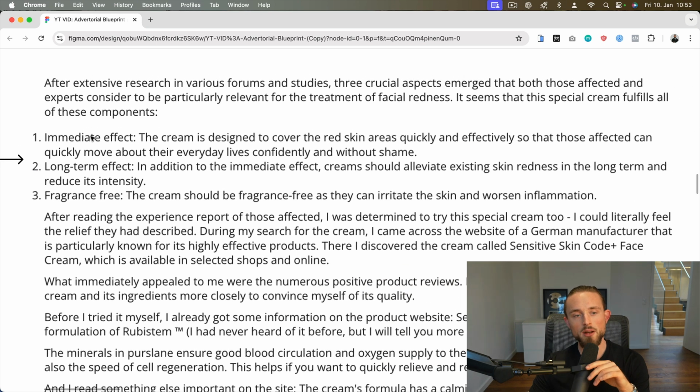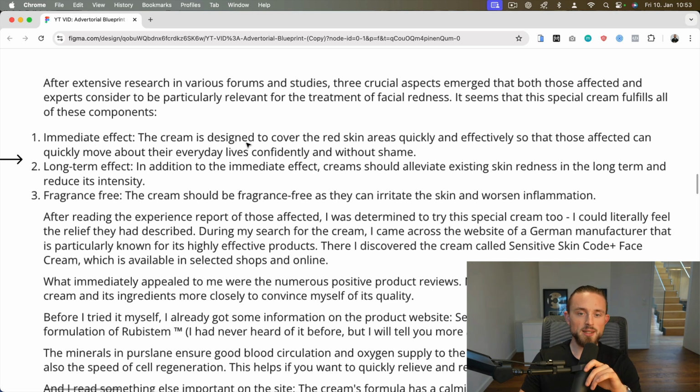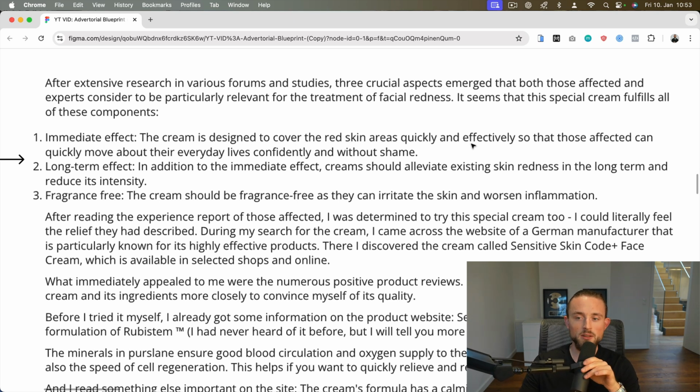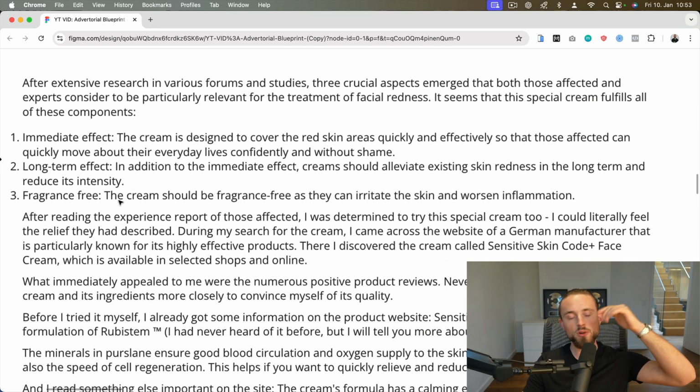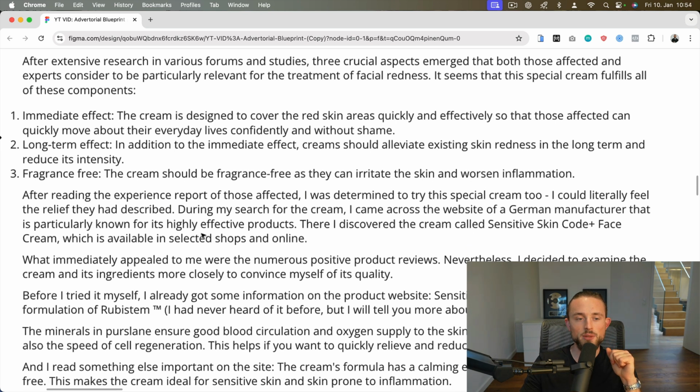So these 3 are the immediate effect. So the cream is designed to cover the red skin areas quickly and effectively so that those affected can quickly move about their everyday lives confidently and without shame. Long-term effect. So in addition to this immediate effect, that also has an effect in the longer term and reduces its intensity, and it's fragrance-free. Again, you remember in the second or third paragraph we talked about that the skincare product shouldn't have any fragrance, so the cream should be fragrance-free as they can irritate the skin and worsen inflammation.